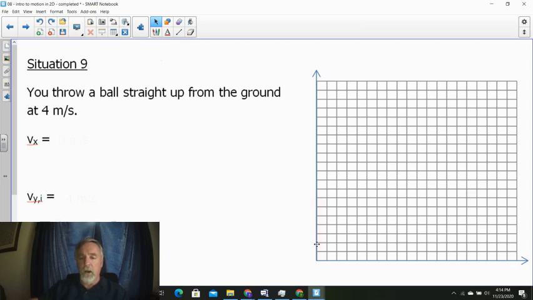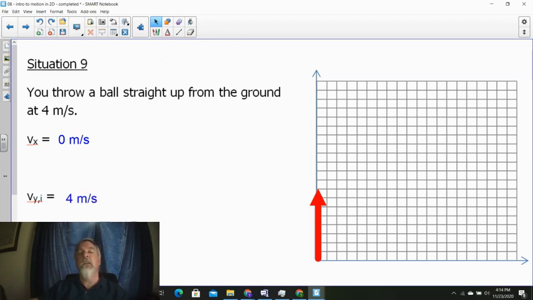Well, if we throw it straight up, what does that mean? That means our ball's initial velocity is all in the vertical direction. It's all positive. It's got no component in the horizontal direction. So our Vx is going to be 0 here. But our Vy, our initial velocity in the y direction, is going to be the 4 meters per second that we threw it with.